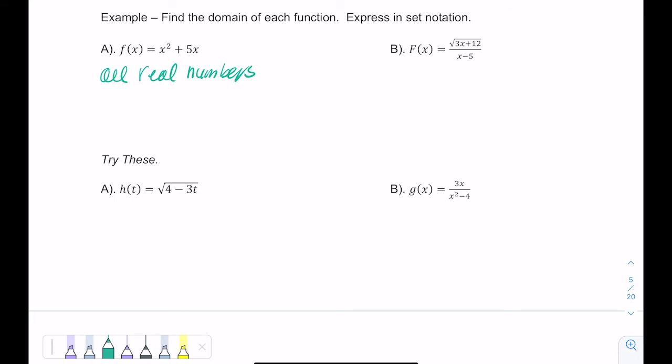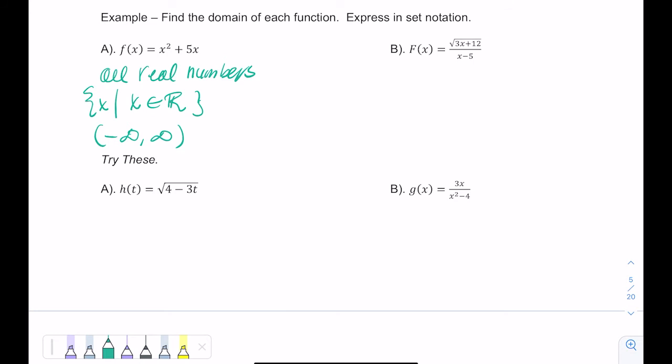In set notation, I would express that as x such that x is an element of the reals, and the real numbers just have a fancy R. In interval notation, remember that would be negative infinity to positive infinity.